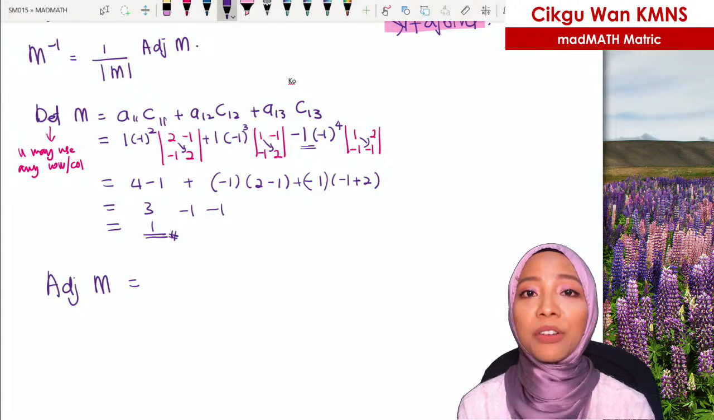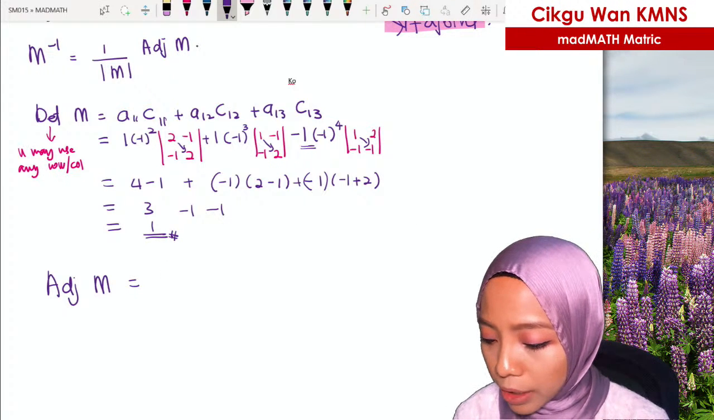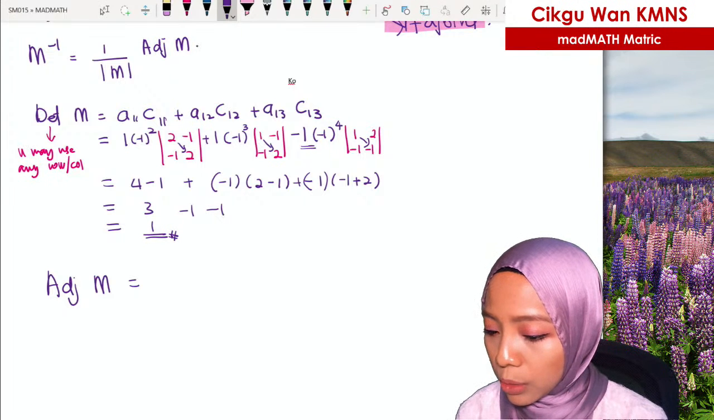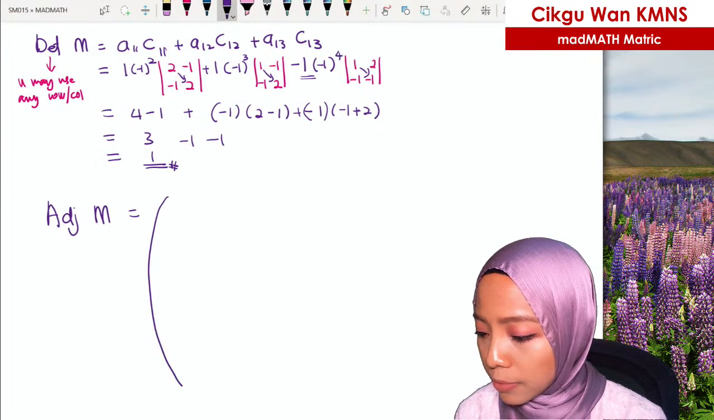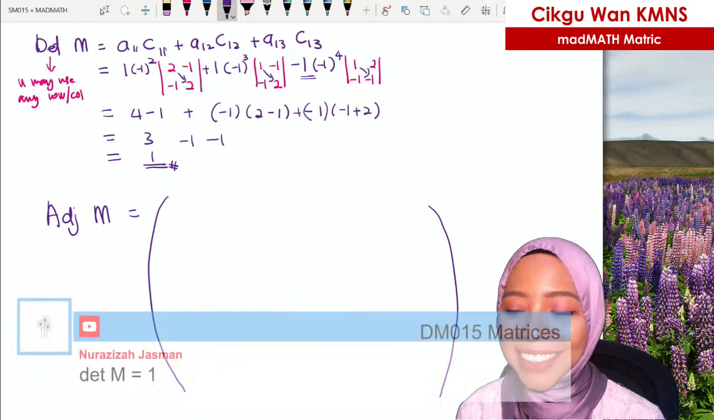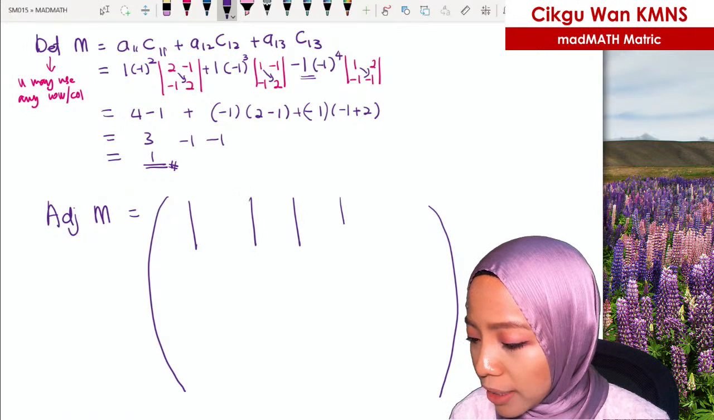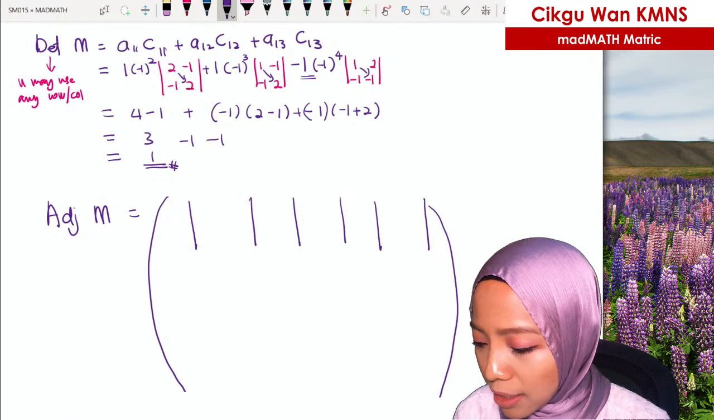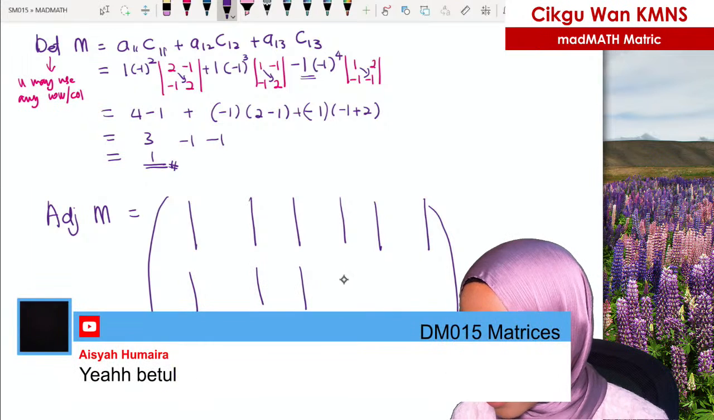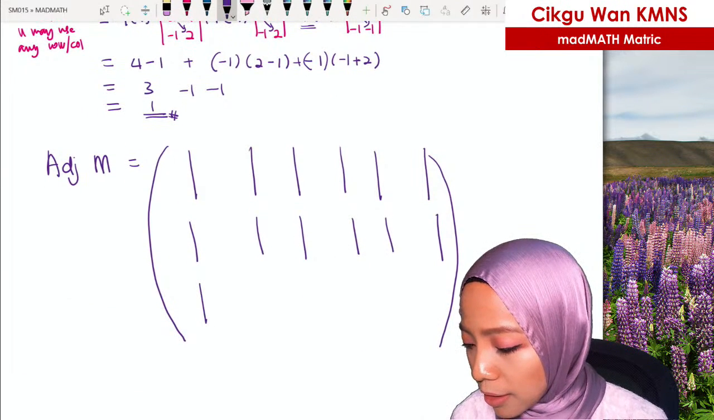Okay, tengok nak cari adjoint. Buat rumah besar, rumah banglo. Okay. Buat rumah banglo kat dia. Macam tu. Okay. Kemudian, bahagikan kepada beberapa ekar tanah.